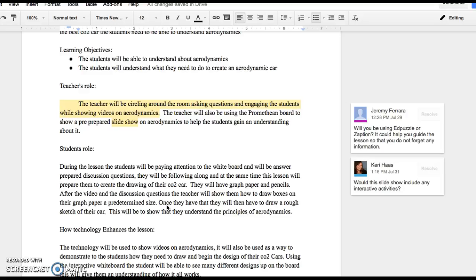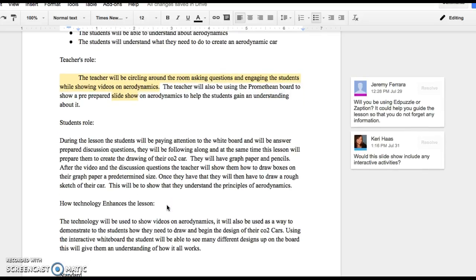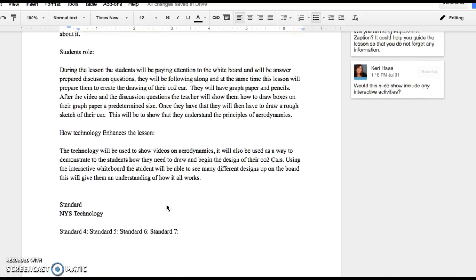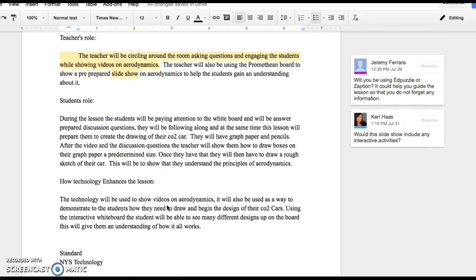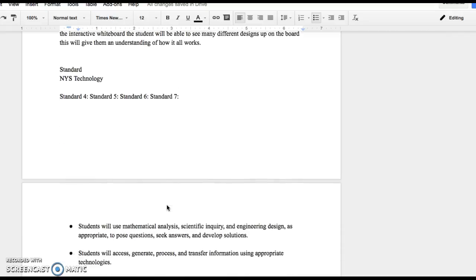Once they are finished with that, the next thing is going to be to draw out a rough sketch of what they want their car to look like. And we'll work it out on the whiteboard on how to show it on the graph paper. I'll give each student a piece of graph paper and a pencil, and they'll have to draw squares, and then inside the squares draw almost a thumbnail sketch of what they want their car to look like, understanding how it should be shaped, so forth and so on.